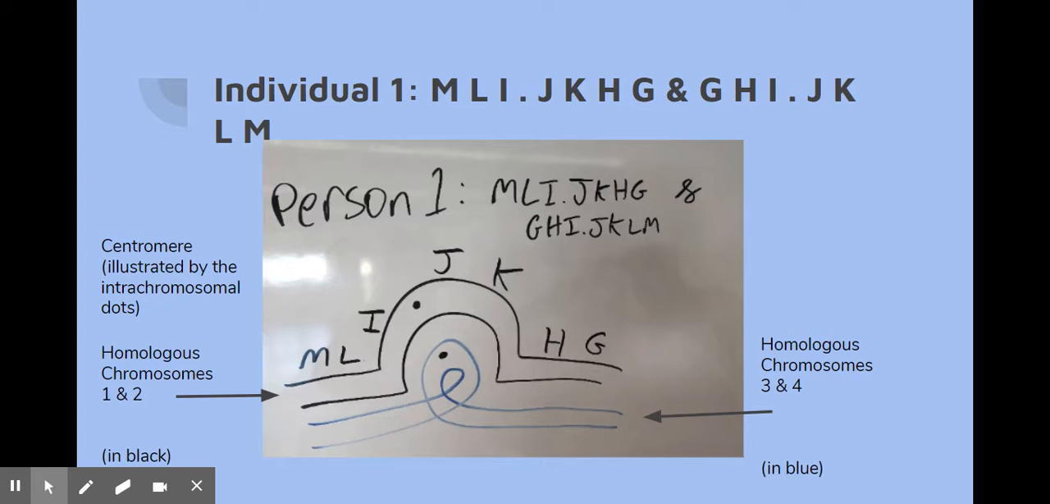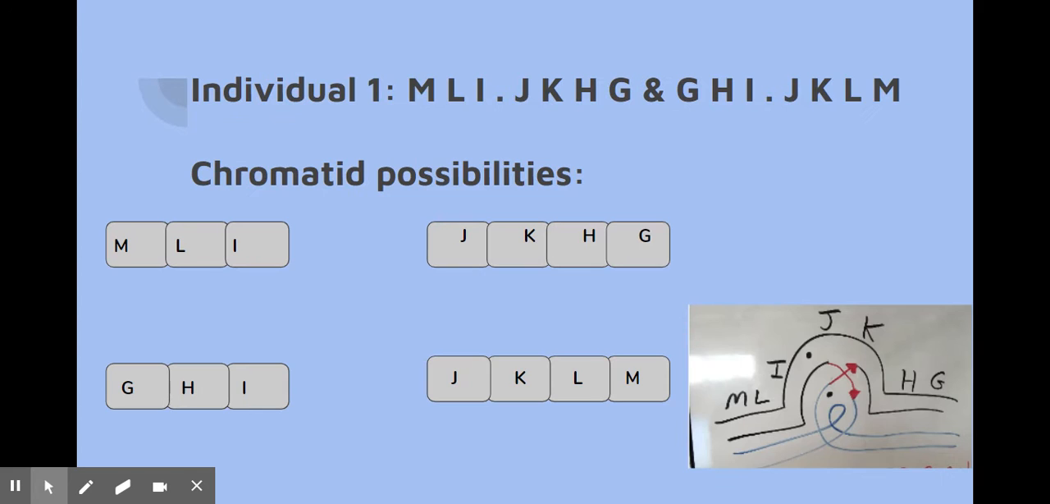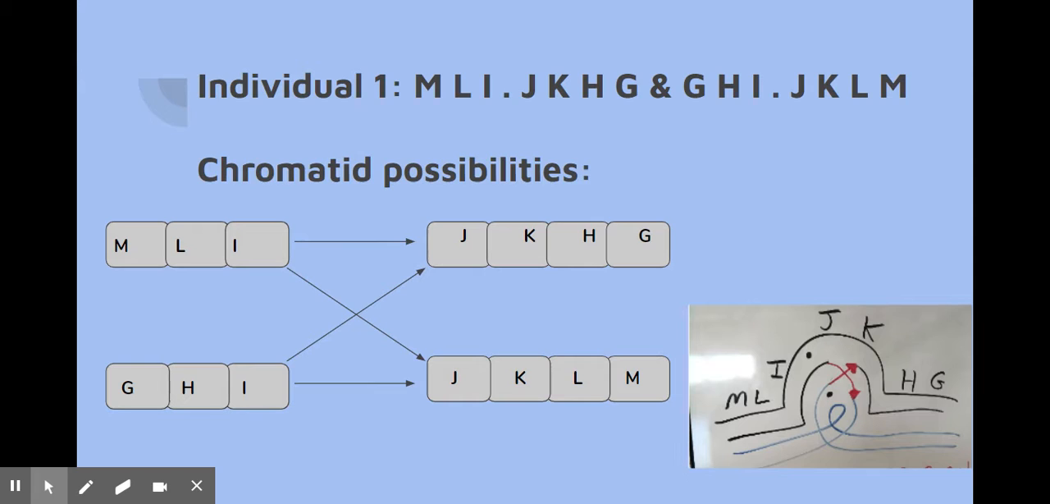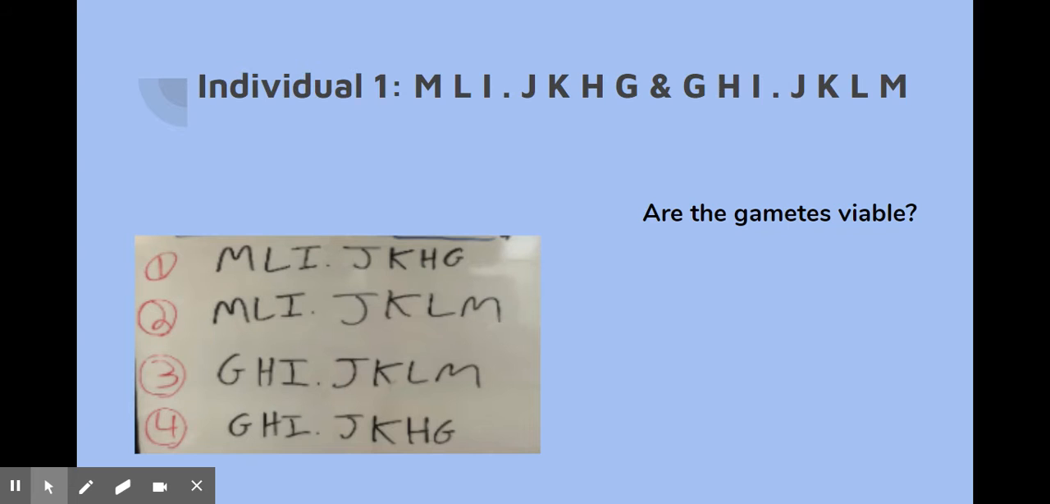So, a quick whiteboard illustration of this. Here's a quick key to this, and we're going to see a crossover event in this example between J and K. Now, there are four potential chromatid or gamete possibilities here, as shown through the four potential routes that you can take. And that's going to give us these four gametes.